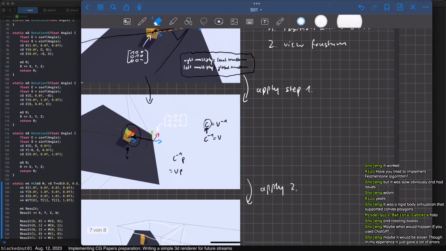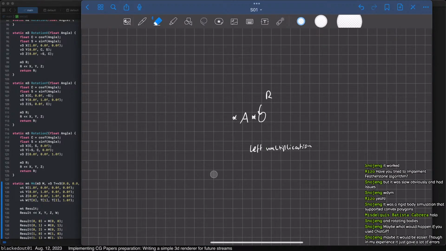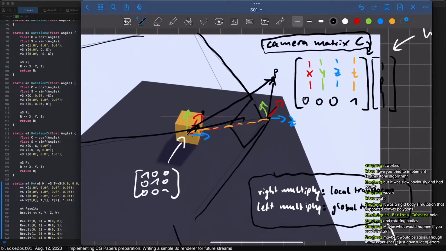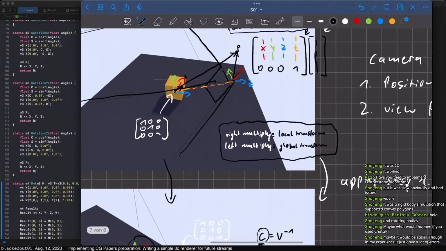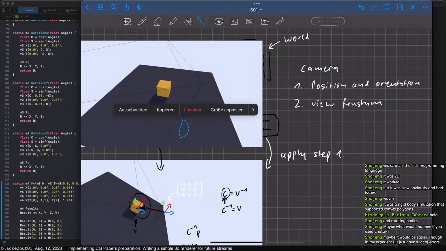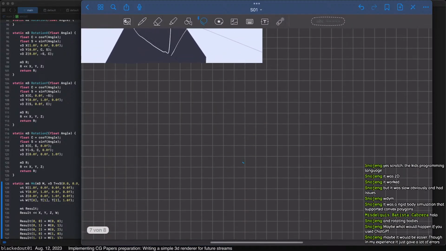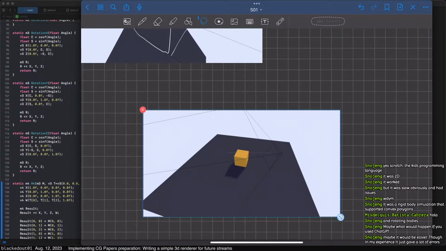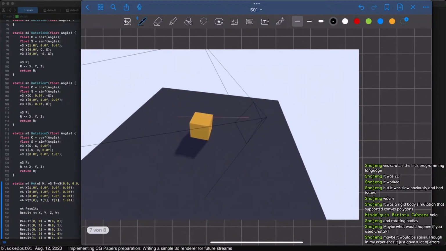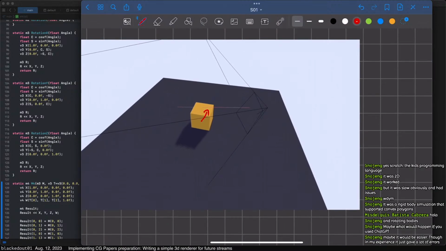So for example, no, let's go back here. So let's think about what this camera matrix should actually be. Maybe I can copy this here and move it to here again. So again, this is the original coordinate system, and we want to have the camera coordinate system.